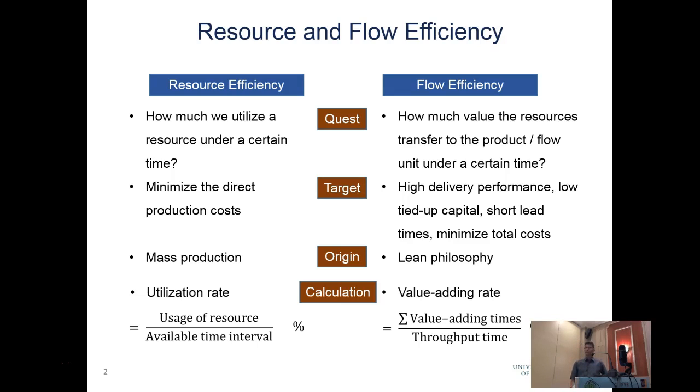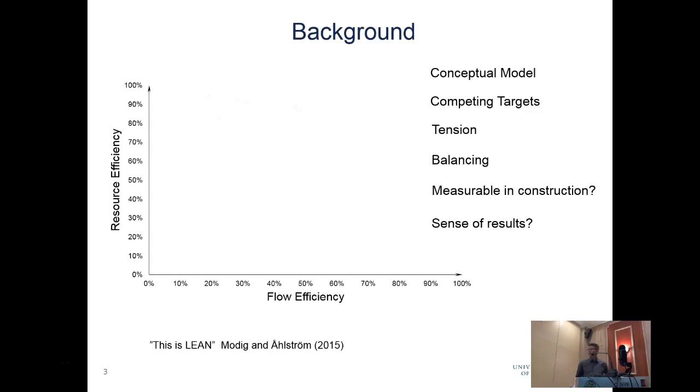Both sides represent important issues for companies. That's why they have been visualized together in this diagram, showing the conceptual model of my work. Resource and flow efficiency are visualized as competing targets. There might be some tension in between, but there is a possibility of reaching a balanced position in the upper right corner. Out of the conceptual model, different questions emerge.